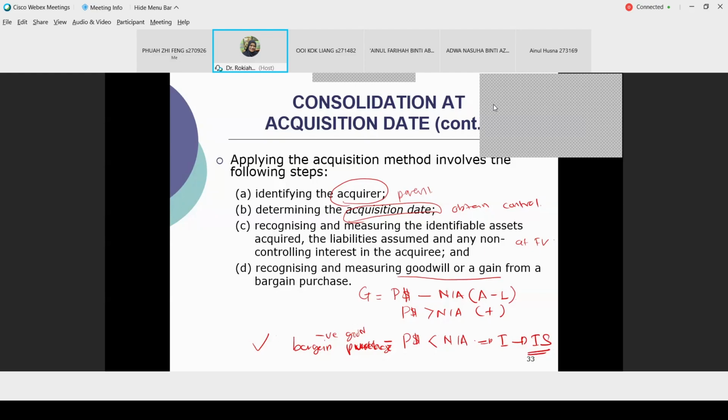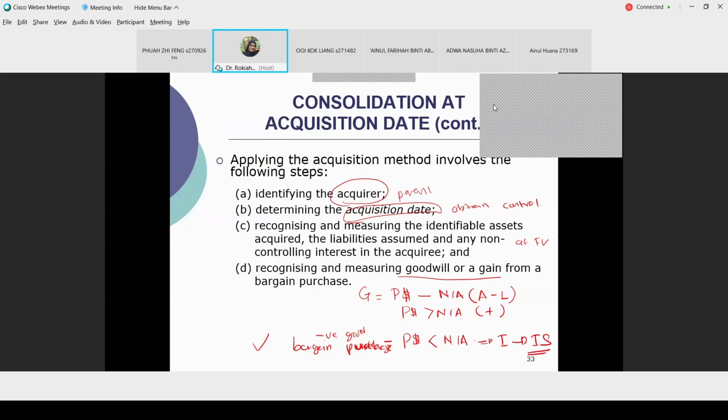And then the third one, you need to measure all the assets and liabilities at fair value. And then the last one is recognize the goodwill. So for goodwill, you have to be careful. You need to know if the purchase price is more than the identifiable assets, it becomes your goodwill.